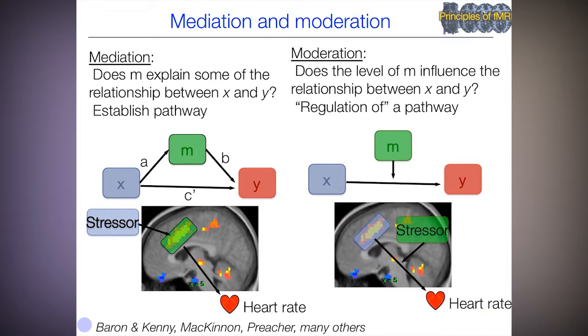And in this case, for example, our stressor is a moderator. And now we've got the relationship between anterior cingulate activity and heart rate being different when stress is on versus off. And now stress is a moderator.